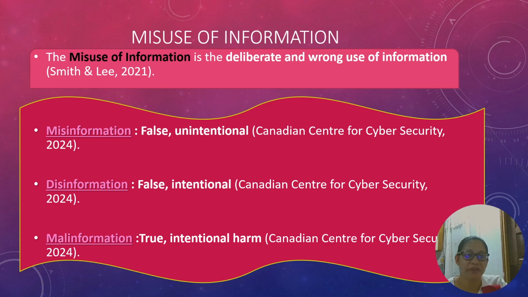Now, some other terms derive from the topic of misuse of information, such as misinformation. What is this? Well, in this case, the information is false but unintentional. That basically means the information is not correct, but it's not created with the intent to deceive or cause harm. An example is sharing a fake health tip, believing it is helpful.